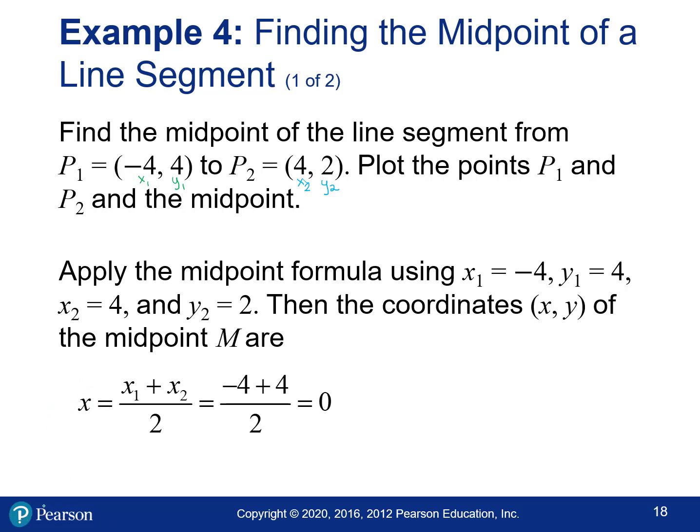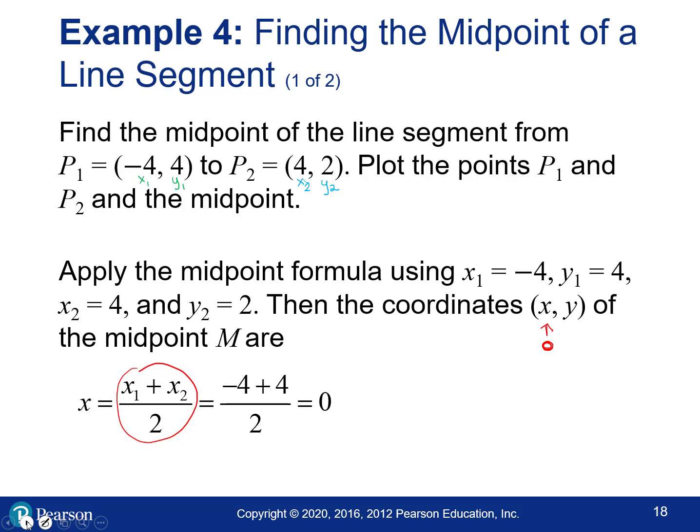Remember, this was from our previous slide. This is the midpoint formula. This is x. So x was, this is what I had circled. X was the first x plus the second x divided by 2. So for us, that's -4 plus 4 divided by 2, which is 0 divided by 2, which is 0. So far, our midpoint, we know that the x number is 0.